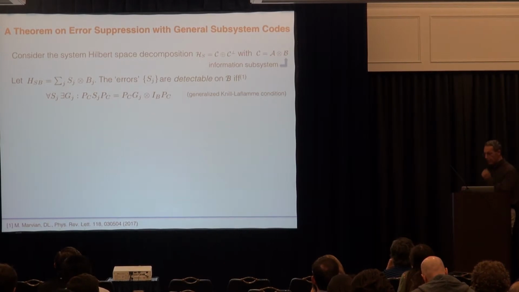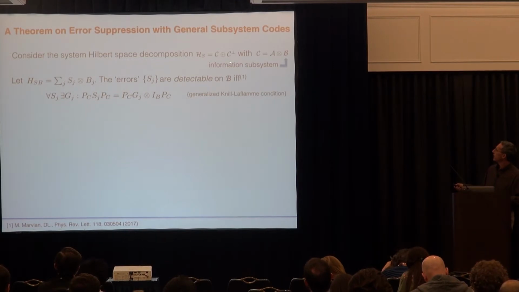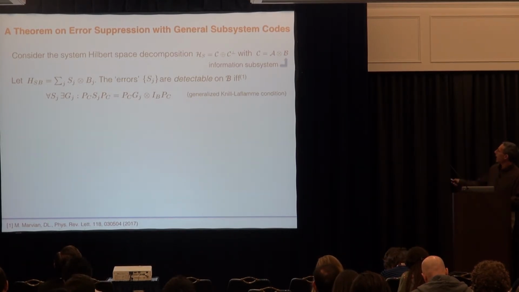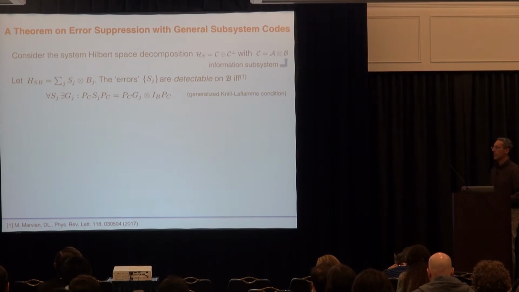So here's a theorem that we proved in this paper on error suppression with general subsystem codes. I'm sure most people here are familiar with the idea of subsystem codes, but quick recap. Suppose you decompose the system Hilbert space into a direct sum of some code space C and an orthogonal space C perp. And let's say there's a tensor product structure on C. And let's call this component B the information subsystem, and A is going to be the gauge subsystem. So in B is where we store our information.